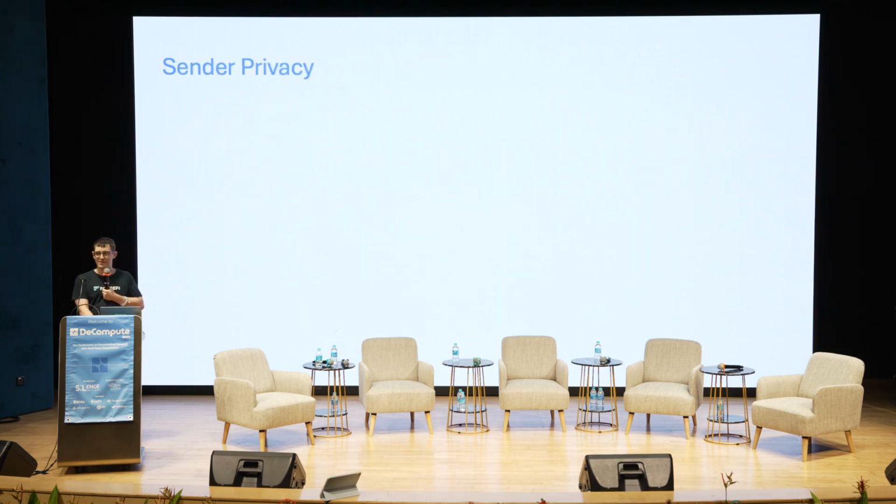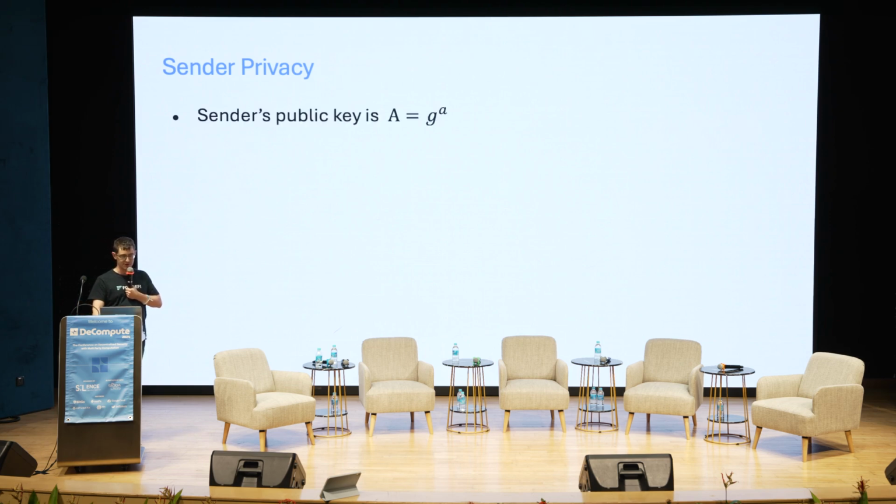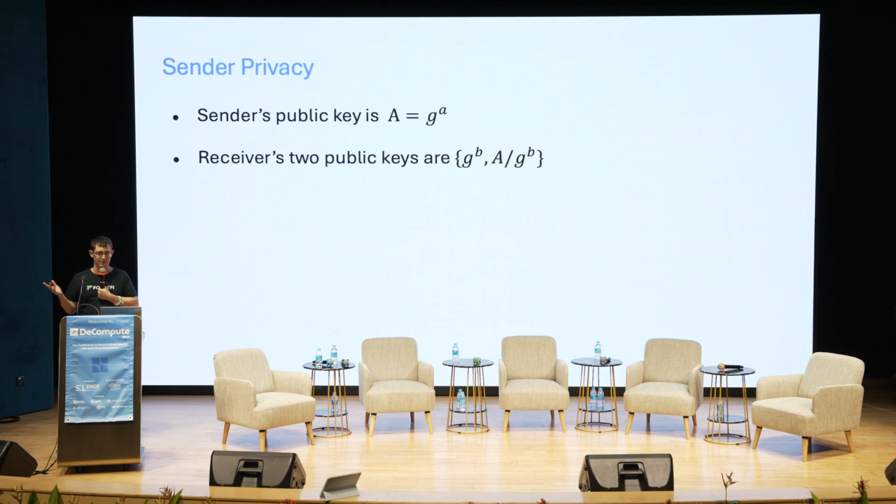So let's see why this protocol satisfies the two security properties. In terms of sender's privacy, the sender's public key is g to the a. The receiver's two public keys, as we've seen, are g to the b and A divided by g to the b.